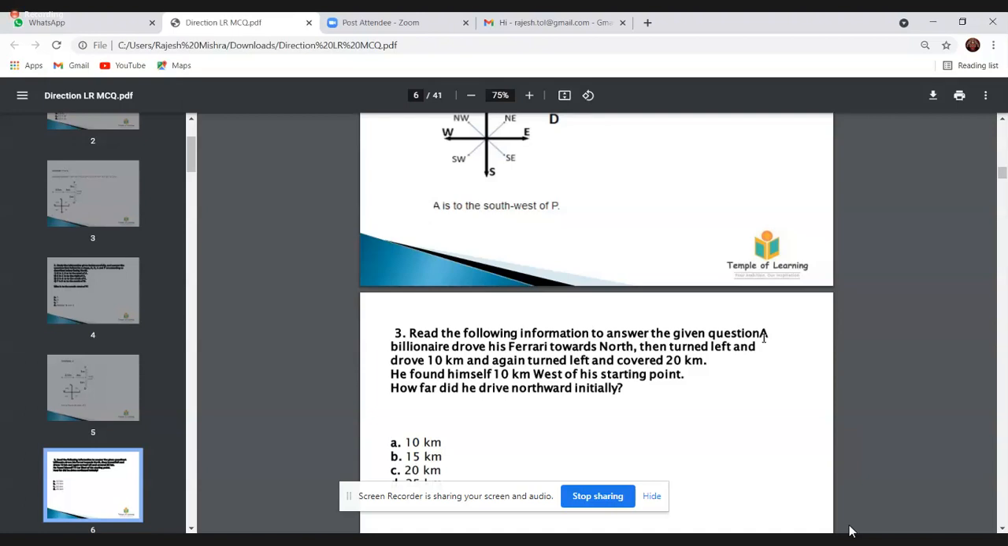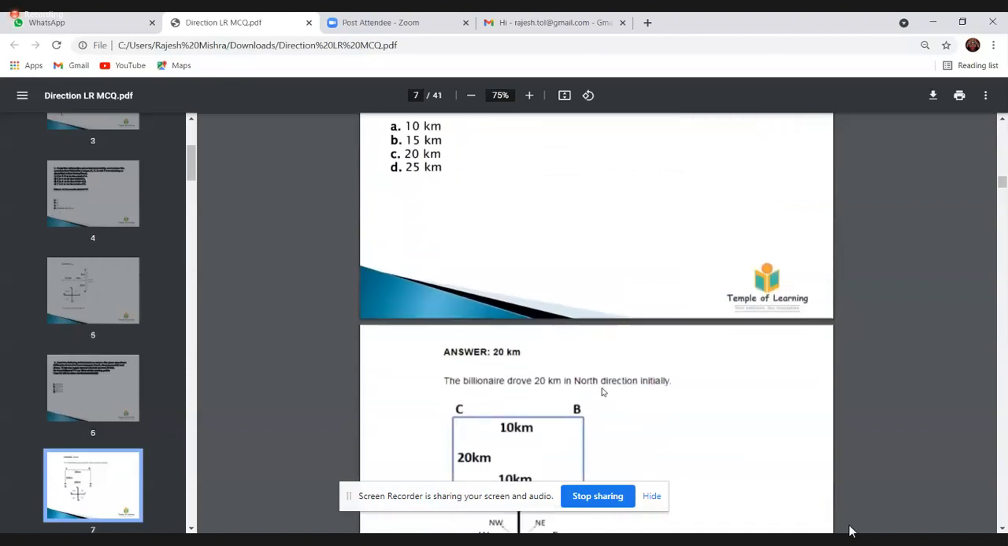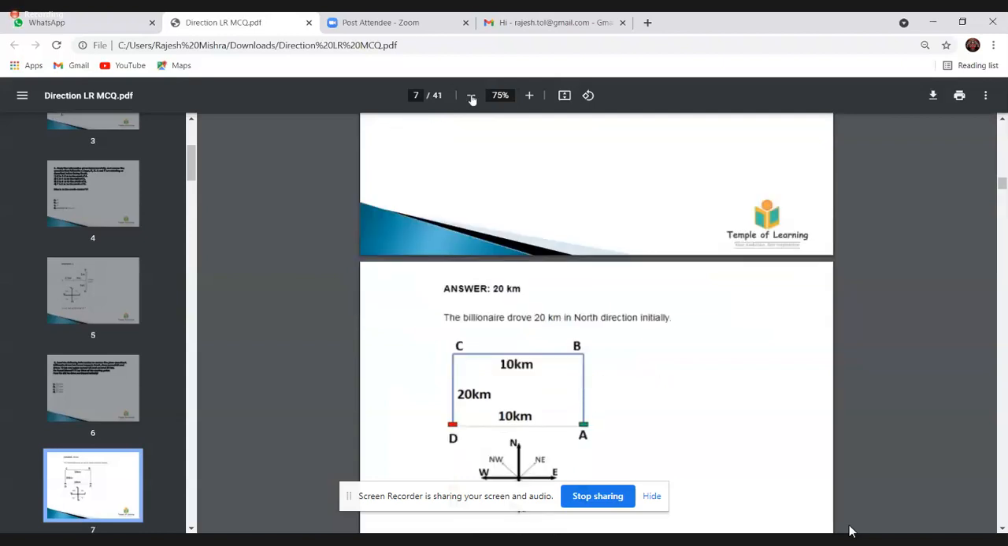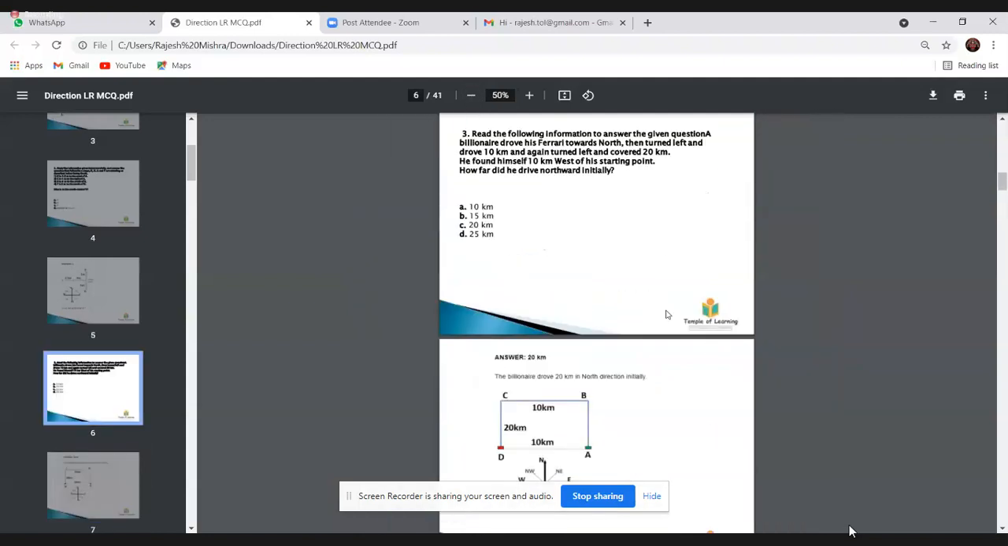Then he turned left. So please understand, when you are facing north and take a left, you move towards west. And then again left and then covered 20. He found himself 10 kilometers west of his starting point. So let's look at the diagram. First A to B, he moves north. We don't know the distance. This is exactly what is given. We don't know the distance.